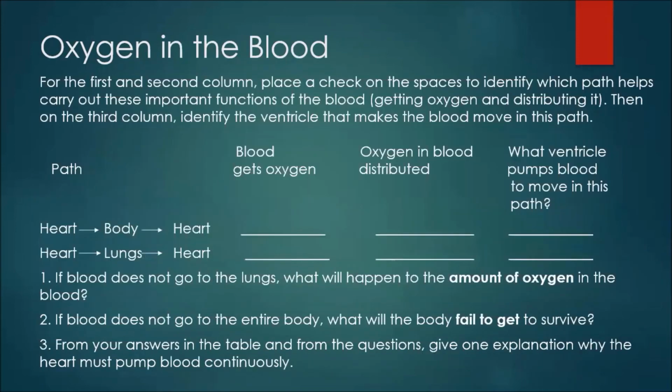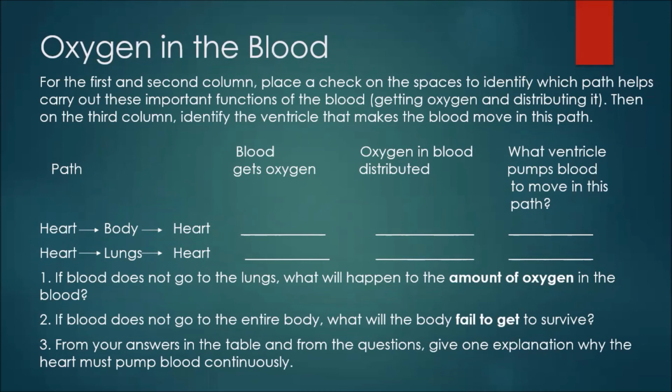For the first and second column, place a check on the spaces to identify which path helps carry out these important functions of the blood. Then, on the third column, identify the ventricle that makes the blood move in this path.